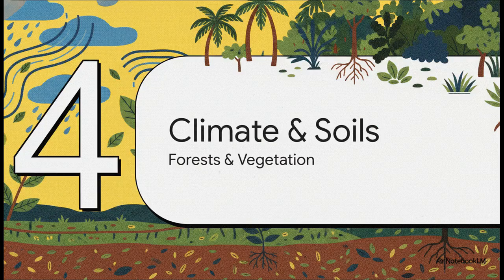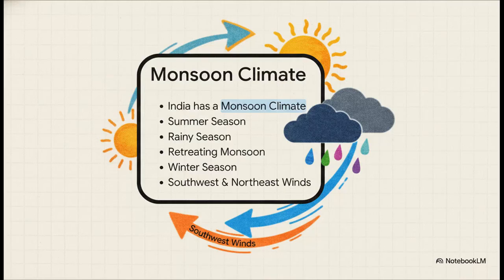Next up, Section 4, Climate, Soils, and Forests. Listen, India's agriculture, economy, basically everyday life is totally driven by a monsoon climate. We're talking 4 distinct seasons: summer, rainy, retreating monsoon, and winter. But the real game changer here?